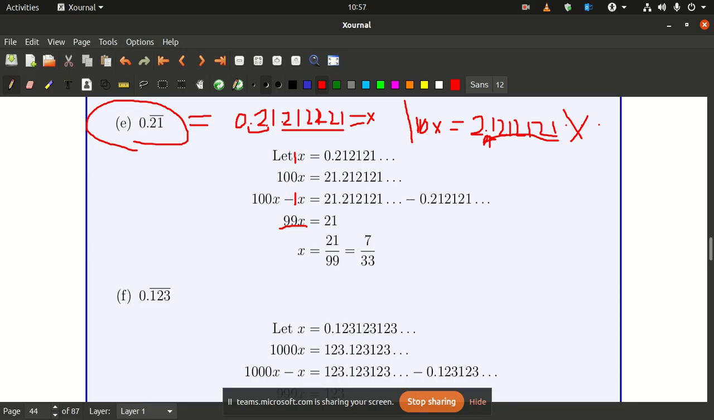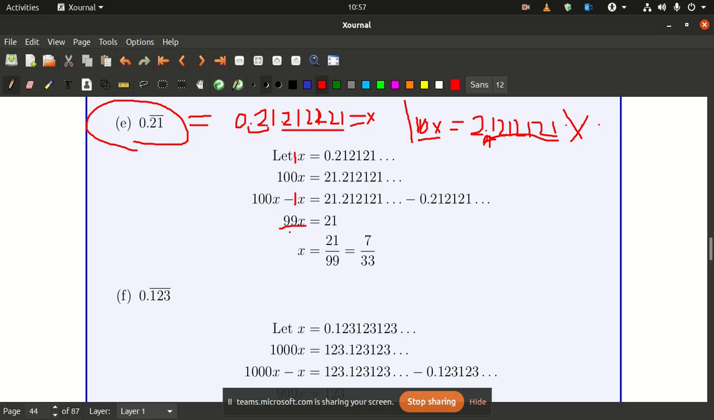Okay, I hope you get this. What is basically happening here is that when I multiply only by 10, the number after the decimal is going to be 1, 2, 1, 2, 1, 2, 1, 2. But here we have 2, 1, 2, 1, so I cannot subtract x from 10x. Hence, I move to 100x and end up having 21. Then I subtract x, and we have 100 minus 1, that's 99.